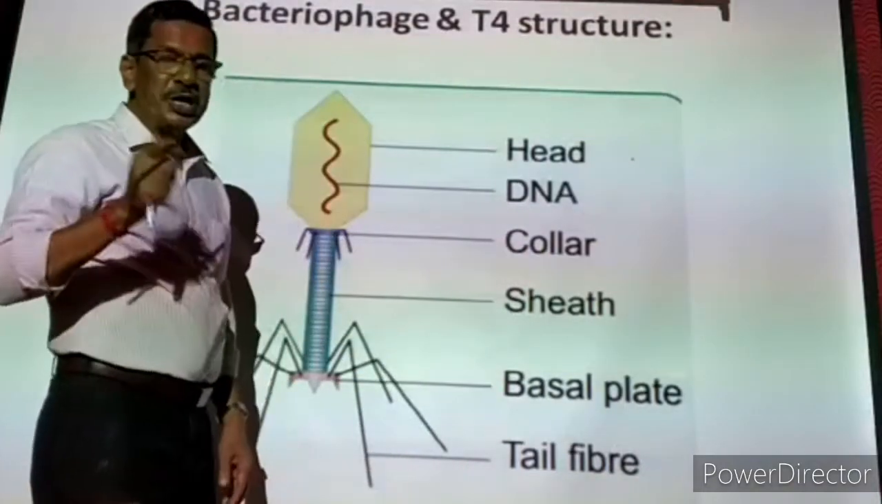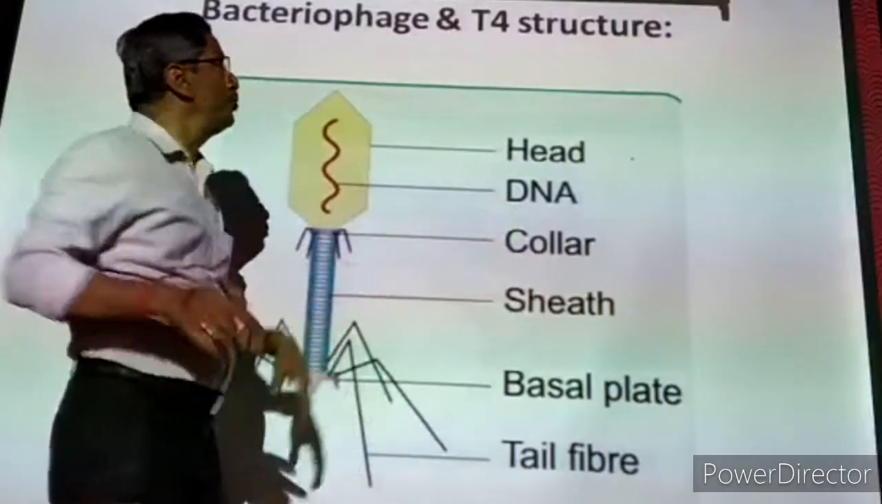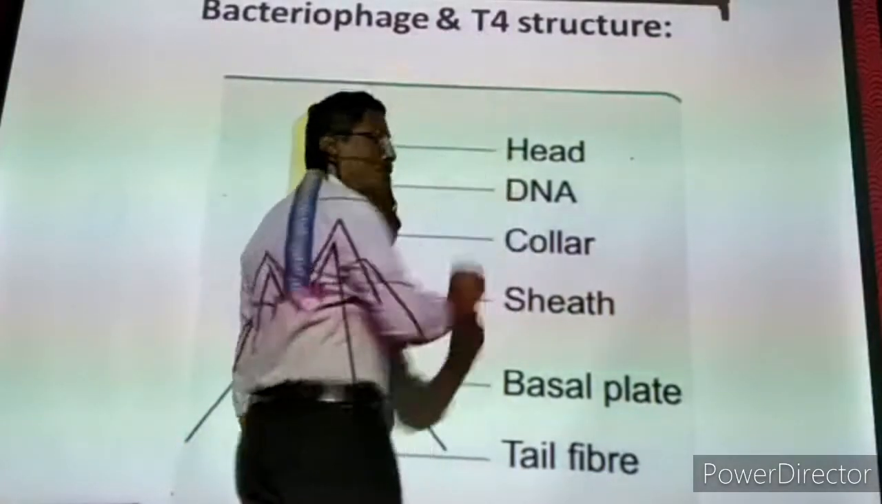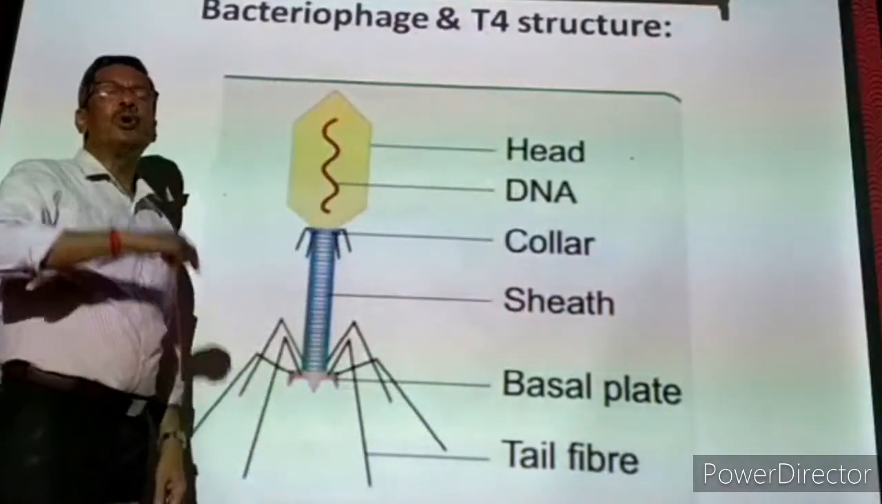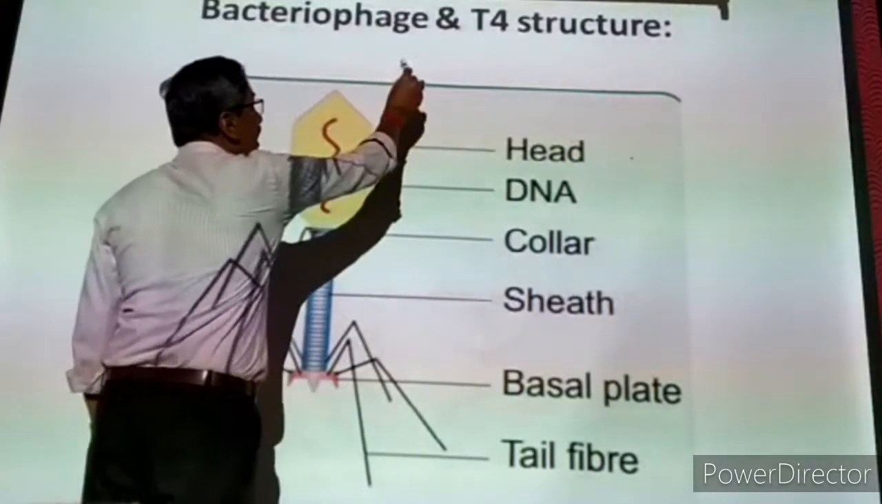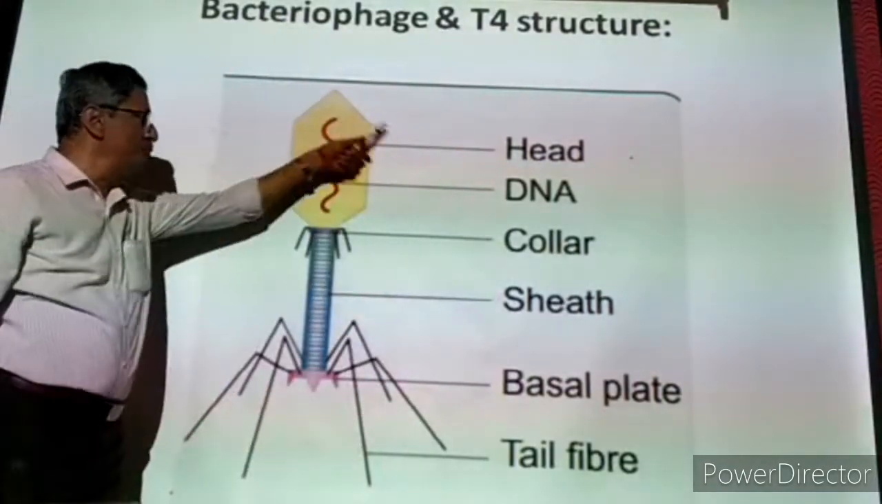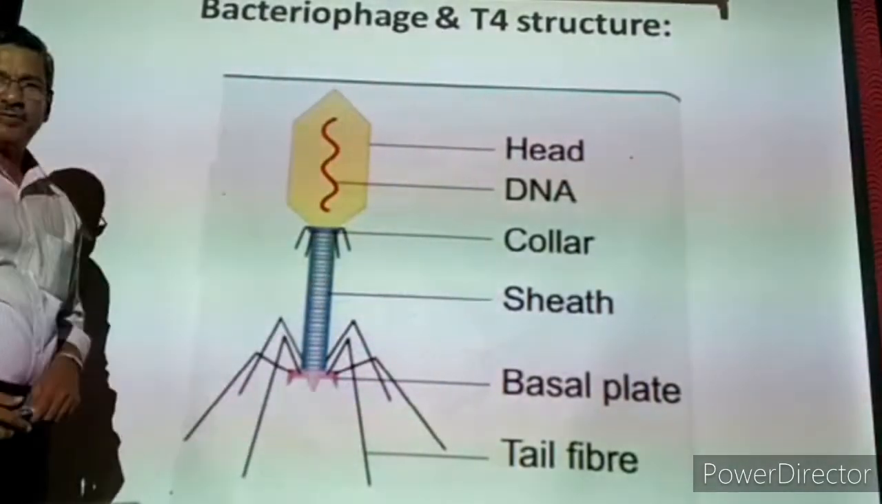In the tadpole shaped virus, different divisions are there: T2, T3, T4. Now we are taking only T4 as one example. That means it is one type of tadpole shaped virus. That is, it is a bacteriophage, T4. What is the structure of T4 bacteriophage? Now this is the bacteriophage virus. What is the structure we have to see?